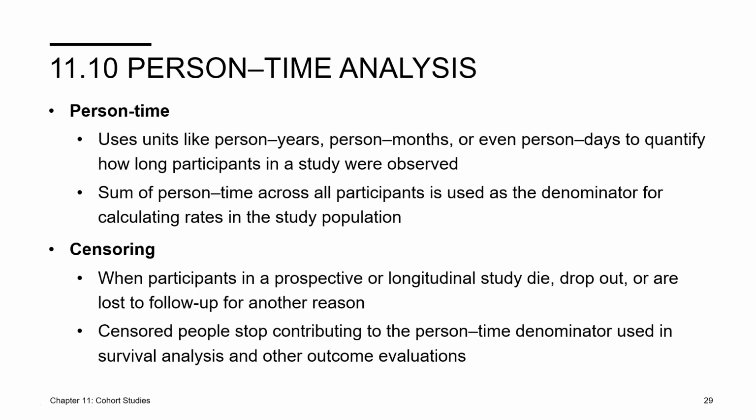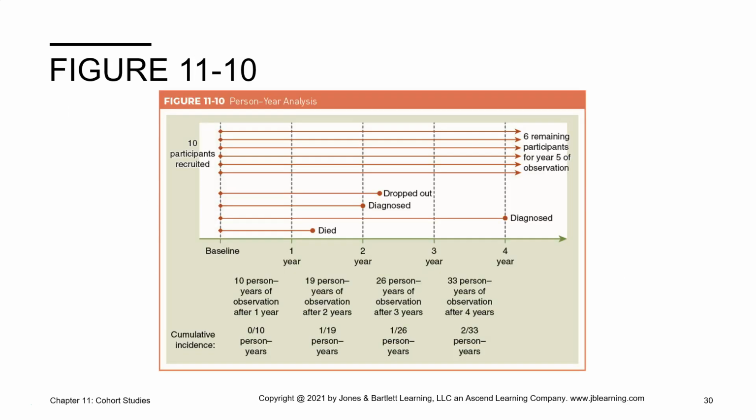Another thing that has to be considered with person time is censoring. Censoring really is whether or not to include someone who drops out as part of your person time. If someone drops out in between data collection periods, you have to decide: do I use their data up to the next data collection period, or do I move it back to when the last one was? That's just a decision that has to be made when doing that type of analysis. Figure 11.10 goes over some different scenarios for this.